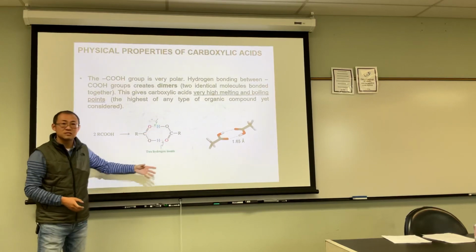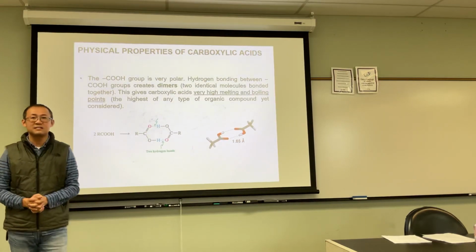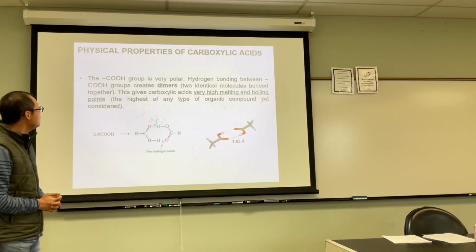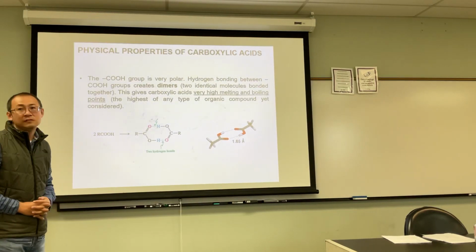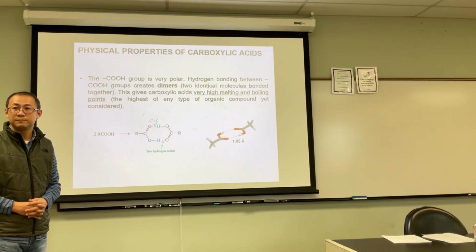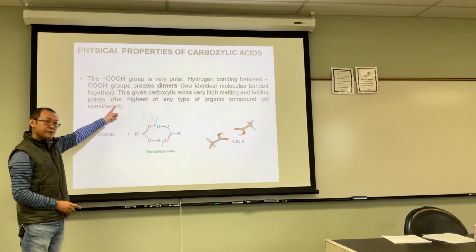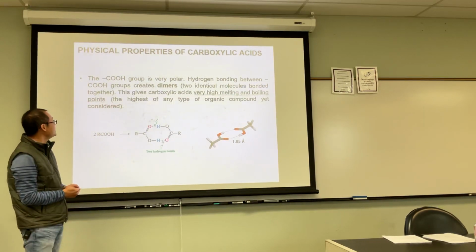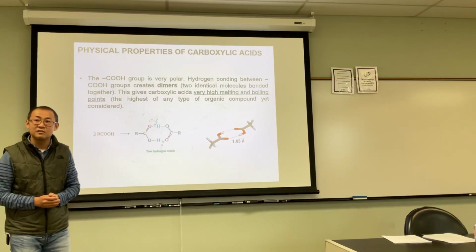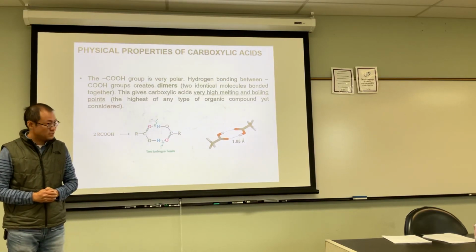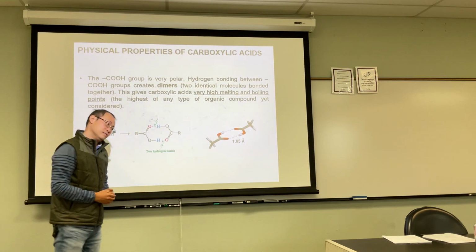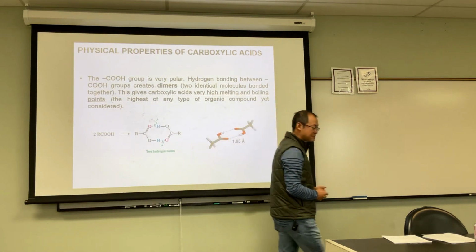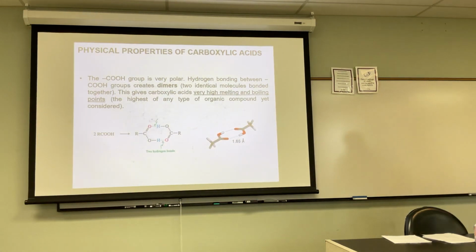So that tells us carboxylic acids have very high boiling points. You can see I put it here. The highest of any type of organic compounds we consider. So more than alcohols? Yes, much higher than alcohols. Does it make sense, guys? Because of the dimer structure.